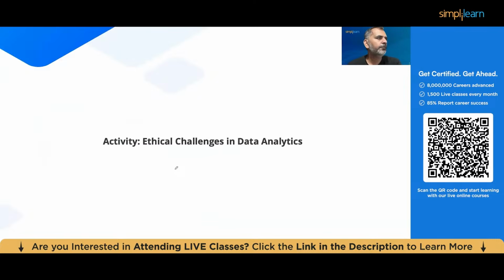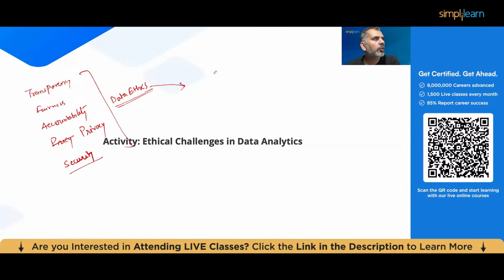Now let's talk about ethical challenges in data analytics. We have seen what the common key principles are: transparency, fairness, accountability, and privacy. And when you introduce these data ethics into data analytics, you talk about three major things. One is bias and discrimination. Second, the privacy concern. And third, lack of transparency.